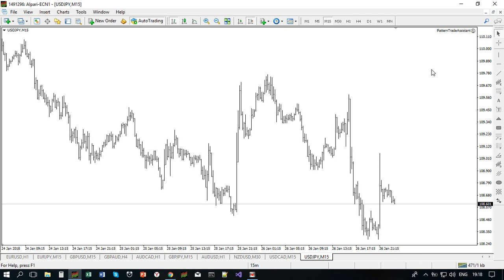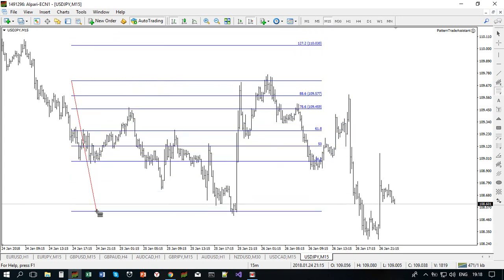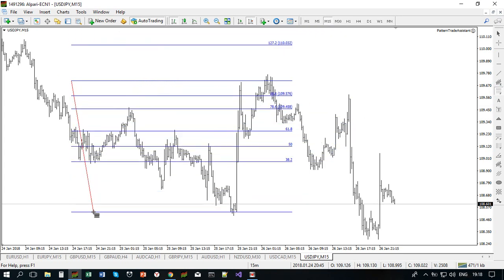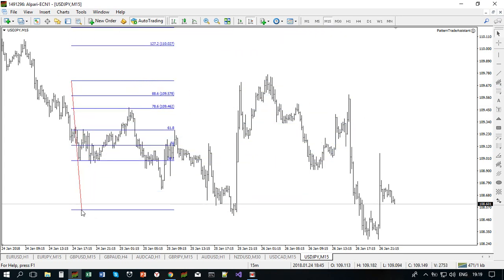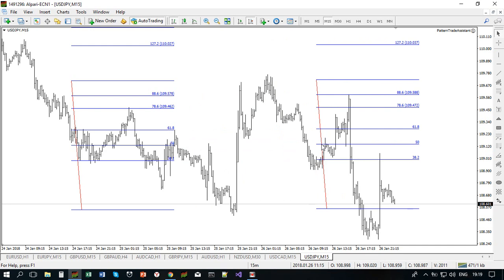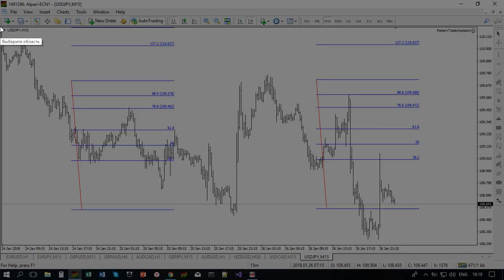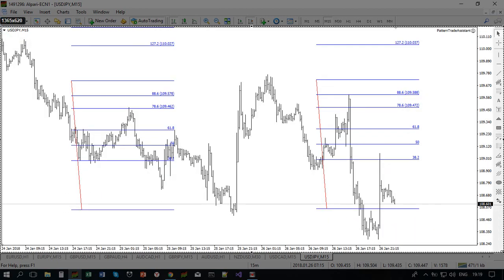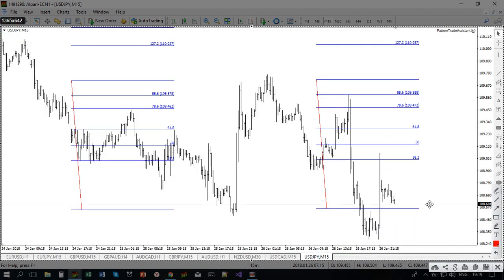What is the difference between harmonic patterns and advanced patterns? To explain the difference, let me first stretch the Fibonacci's. This will be the Fibonacci for harmonic patterns, and if I copy and paste them, this will be the Fibonacci for the advanced pattern. Let me enter the drawing mode and I will explain the difference this way.